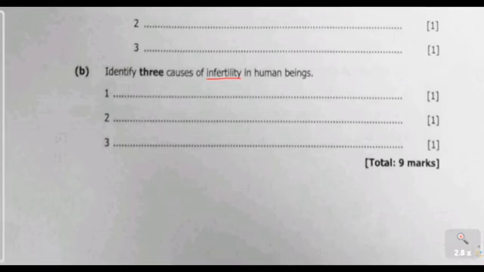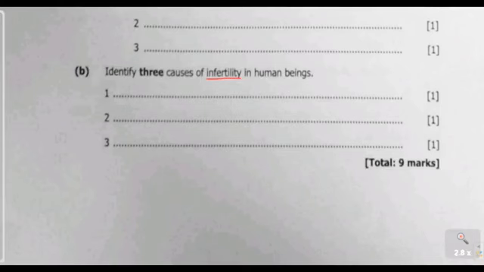So if a couple is struggling to have children or to conceive, it simply means that the couple is having this problem called infertility. This problem happens either in the male or the female. So some of the causes can be in a male or in a female. Since they didn't specify, you can answer any, depending on the answers that you want to come up with.